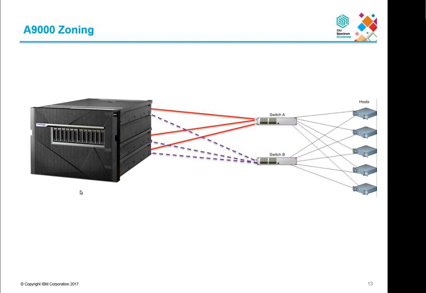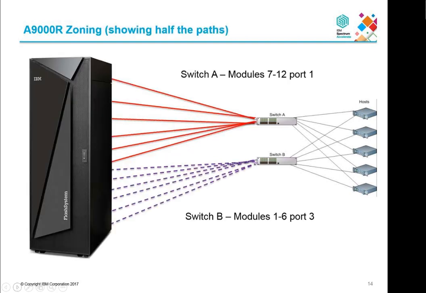So when we go to the A9000R, we've got a modified best practice from a zoning perspective, and I think I've got this all pictured right. So here is showing half the paths. In this box, I'm again showing a full-up 12 grid controllers. I want every host to see every grid controller. But because I have 2 paths on each grid controller for host I/O, I don't want this host to see 24 paths. I only want it to see 12 paths. So I've got half the picture here.